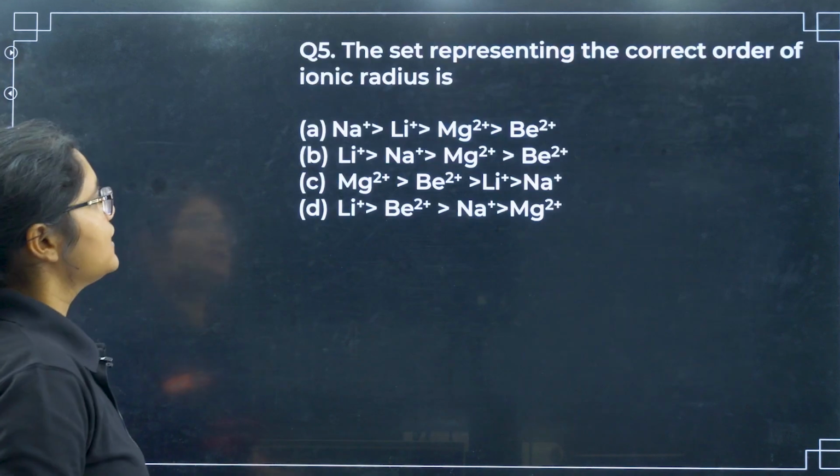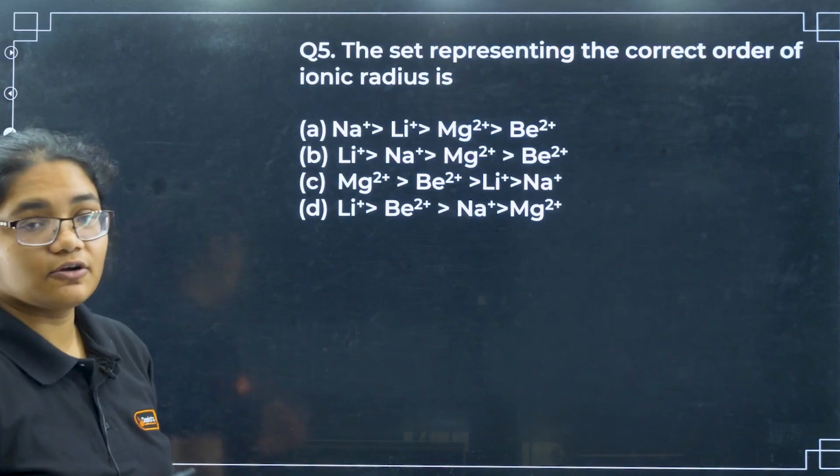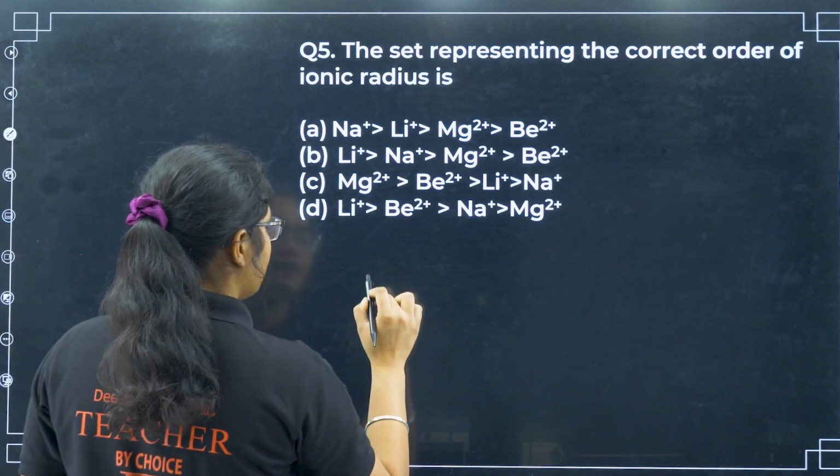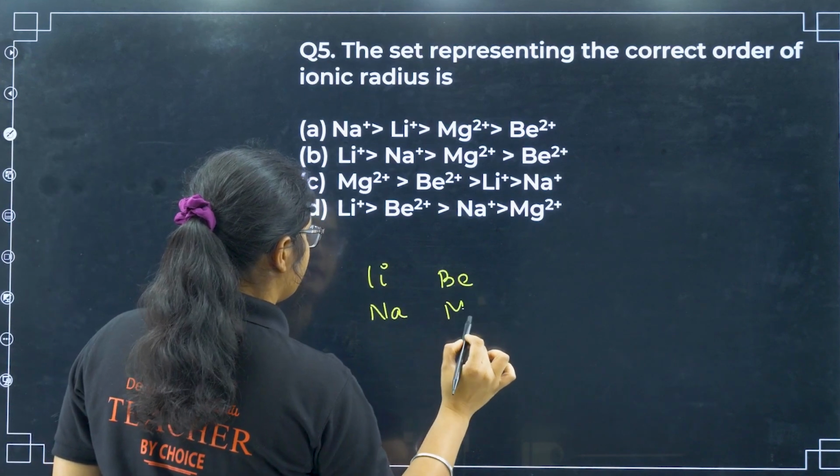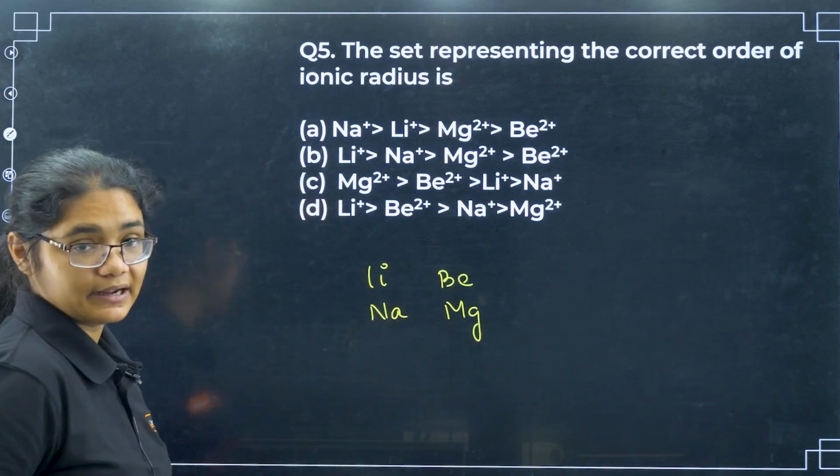Okay. Next, the set representing the correct order of ionic radius. So if you see, I have lithium, sodium, okay, and then beryllium and magnesium, right? Lithium, sodium, beryllium, magnesium.